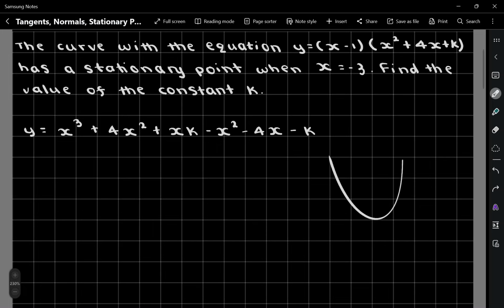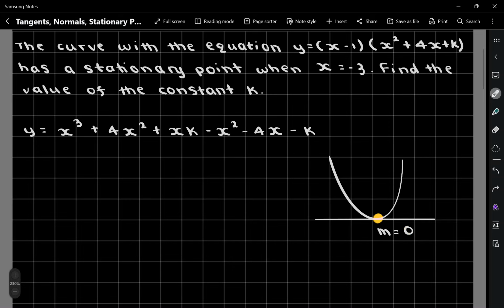Because if I draw a curve, in this case the actual curve is a cubic graph, I'm just going to draw a quadratic one for now. And we take the stationary point, which is in yellow over here, and we draw a tangent to the stationary point. The gradient of the tangent is going to be 0.